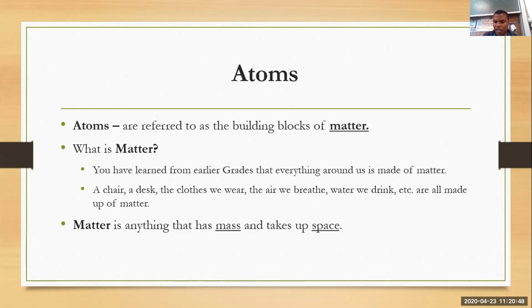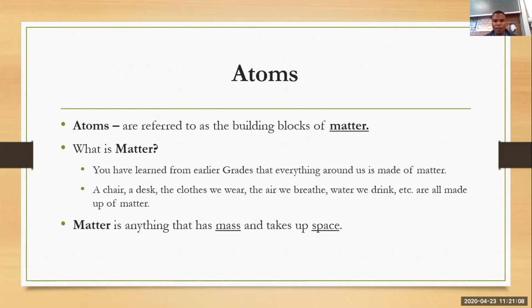Meaning, if I take this highlighter and put it on top of the table, it's going to take some part of that table. So that's the space that this highlighter is going to occupy. When you are seated on that chair, you are taking up space. So it means that you are an example of matter, and you also have got mass.